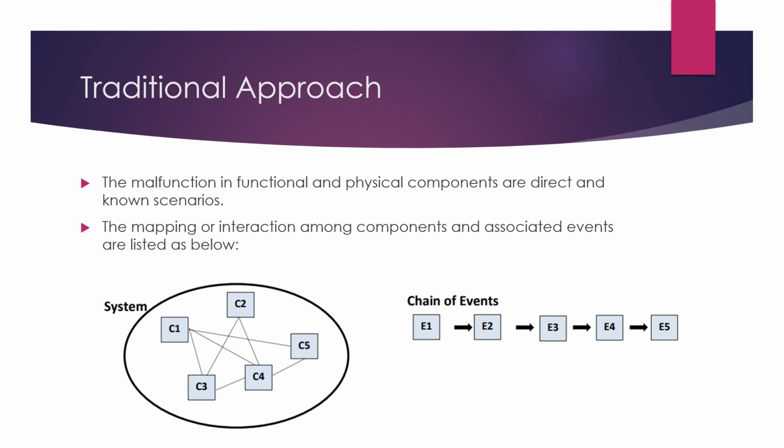The mapping or interaction among components and associated events is listed below. For example, C1, C2, C3, C4, C5 are the components in the system, and they are related to each other, which is represented in a dotted line. The interaction between C1 and C3, C1 and C2, something like that. All the interactions are represented in dotted lines. For example, C1 to C3 is E1, C1 to C4 is E2, something like that. There is a chain of events which will result in this.